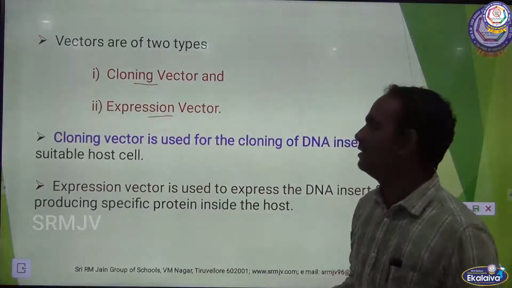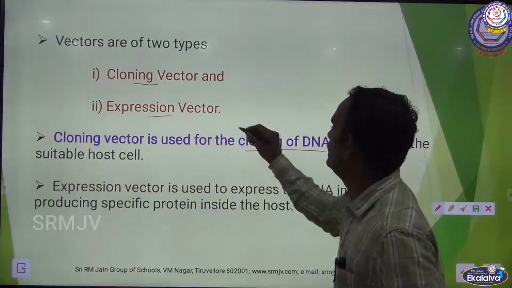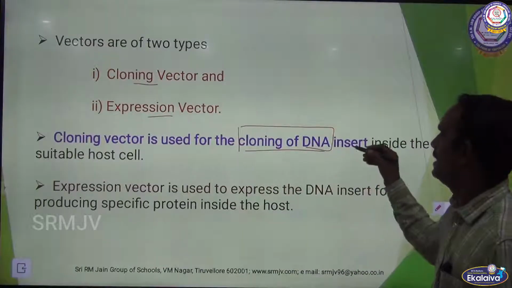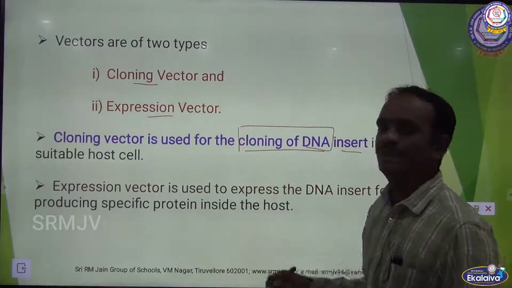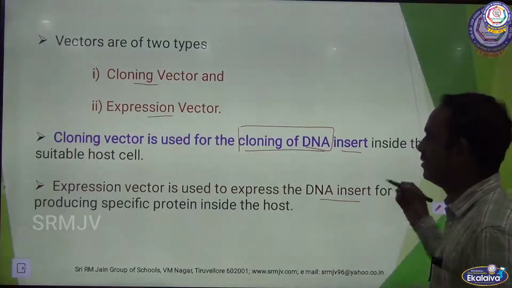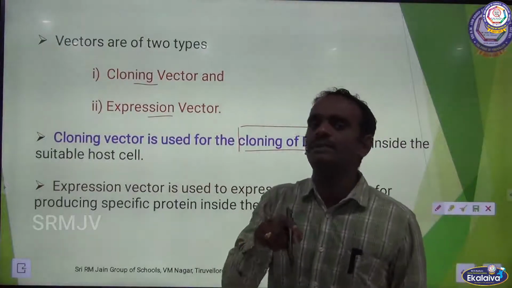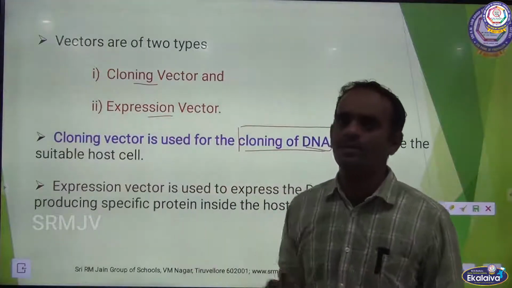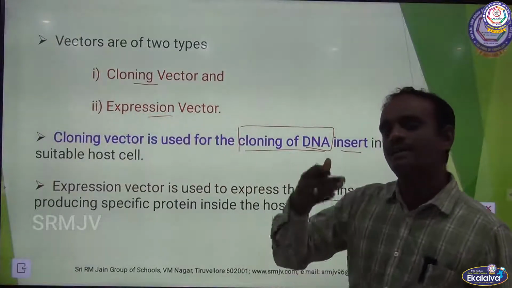So what are cloning vectors? A cloning vector is a vector used for cloning of DNA. It is used for cloning of the DNA insert inside the suitable host cell. And another type, the expression vector. An expression vector is used to express the DNA insert for producing a specific protein inside the host cell. What is the connection between DNA and protein, children? Is there any link between DNA and protein? Yes, they have a relation.